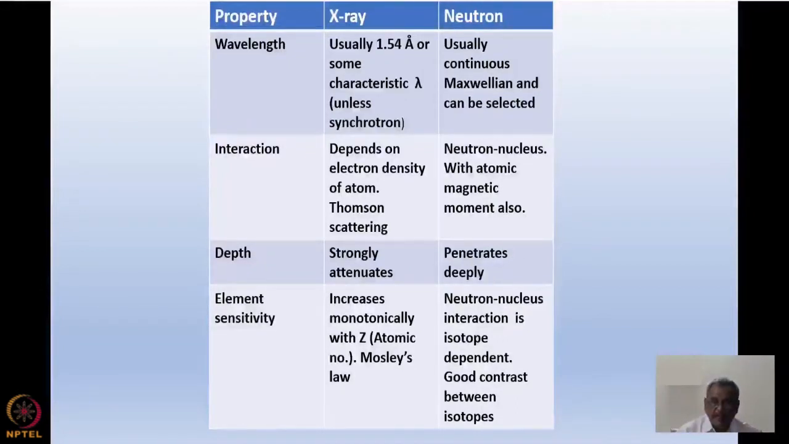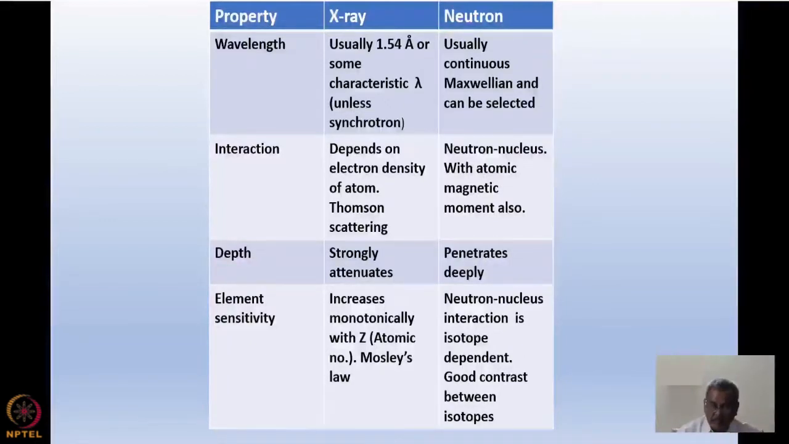Because X-ray is an electromagnetic wave, it strongly attenuates in a medium. And actually we get information typically from a few microns to tens of microns. Neutrons can penetrate very deeply, even tens of centimeters it can go in, because it's a chargeless particle. Another important difference is that in case of X-ray, the scattering length increases monotonically with Z. We know it follows Moseley's law. Whereas neutron-nucleus interaction, at some point I mentioned that it is fluctuating across the Z values in the periodic table, and it provides good contrast between isotopes many times.